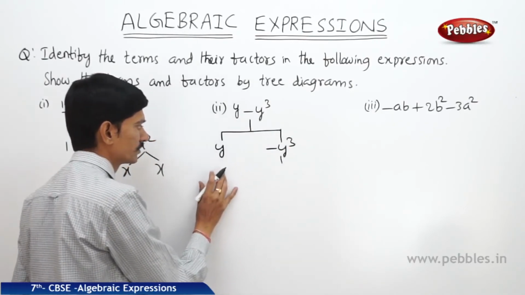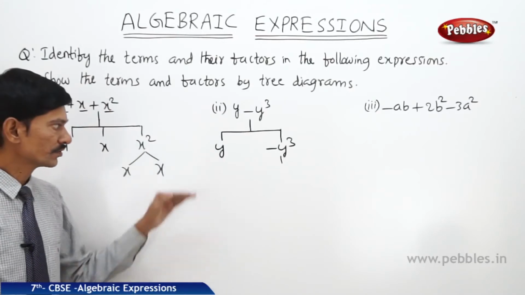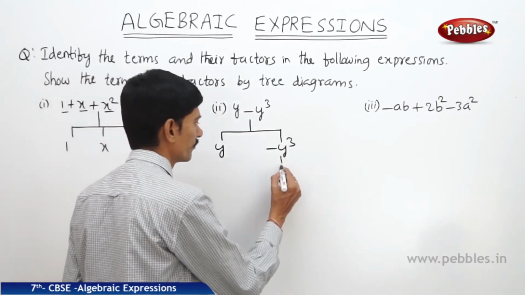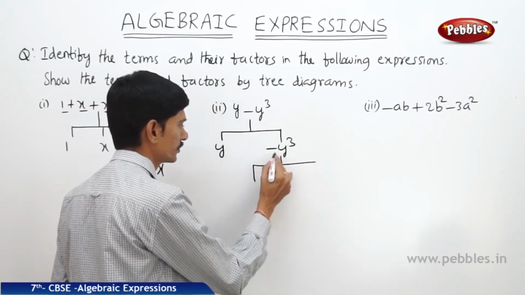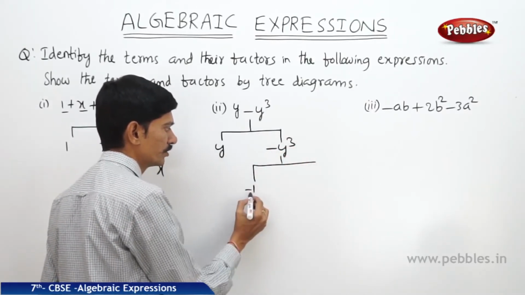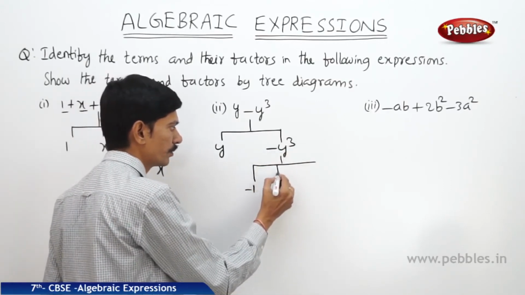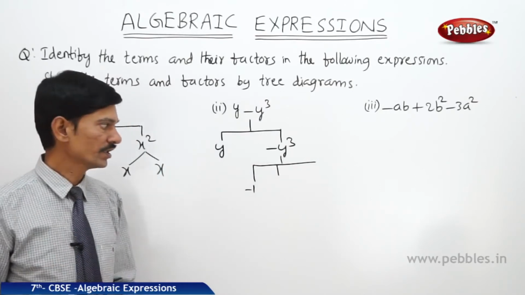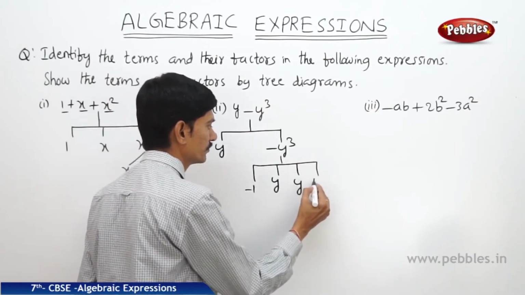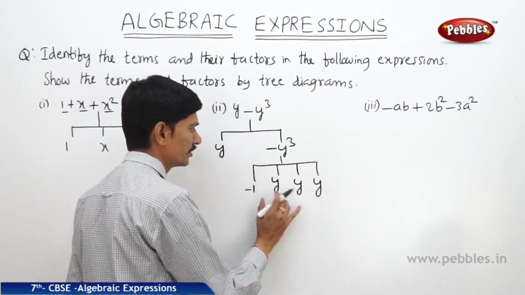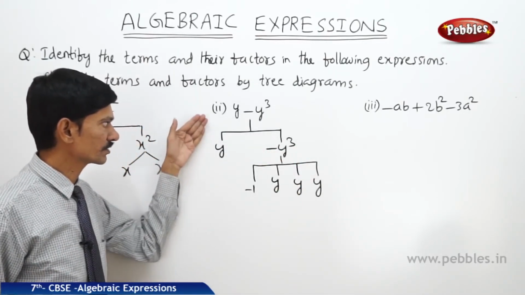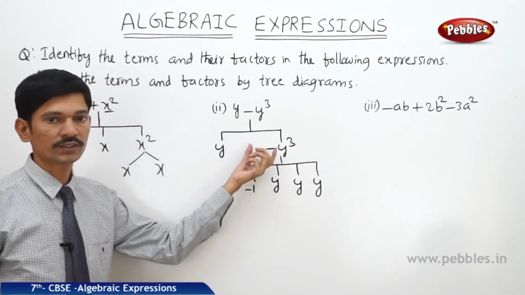Now if you factorize, meaning if you write the factors of the first term, it consists of only one factor, so we do not write it. Then the second term consists of 4 factors. The first factor is minus 1, because the numerical coefficient of minus y cube is minus 1, and y cube can be written as the product of y, y and y. If you multiply all these 4 factors, we get minus y cube. So these are the terms of the expression and these are the factors of the terms.